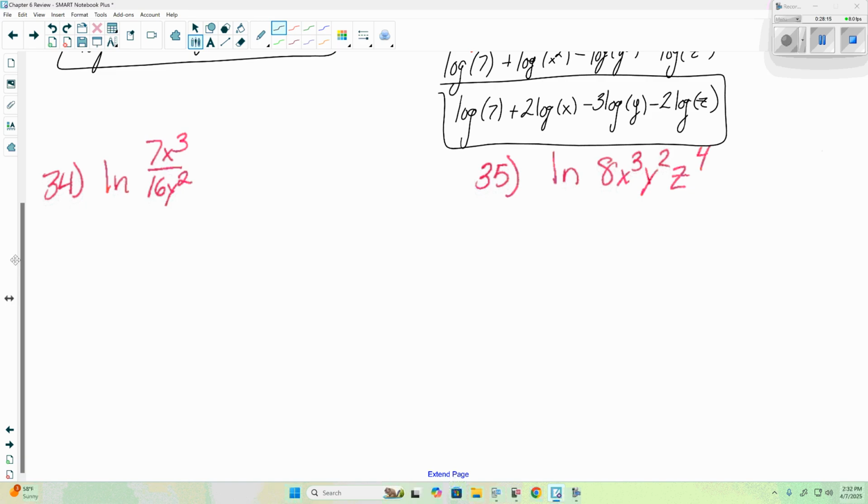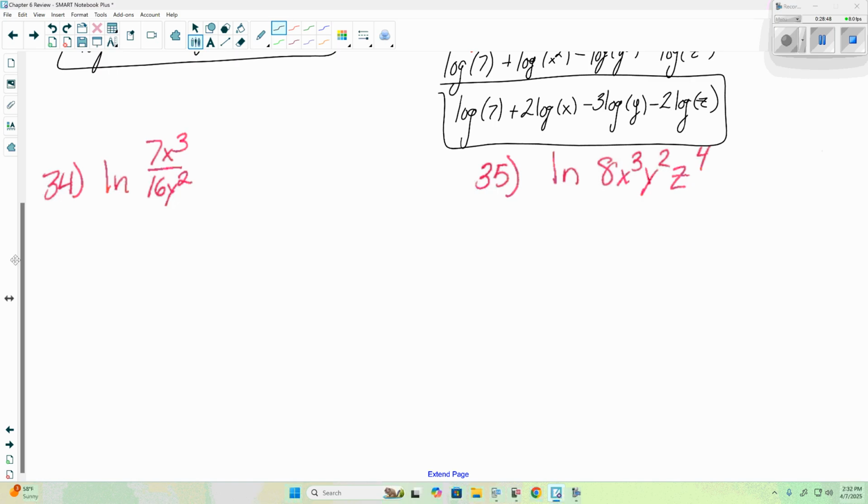Properties of natural logs are going to be the same as the logs. Yes. 3 ln y minus 2 log z. And you can put parentheses around if you want. Yep, that's it.